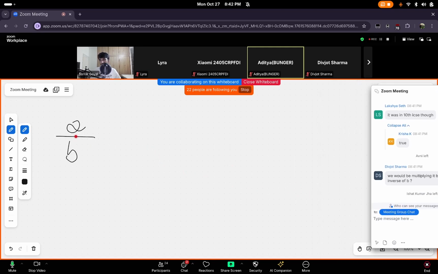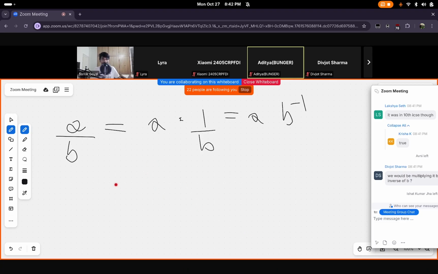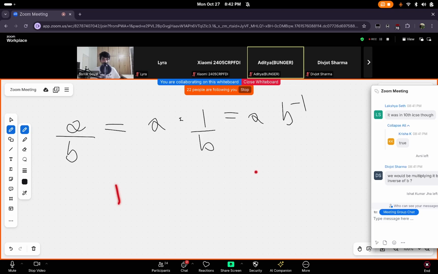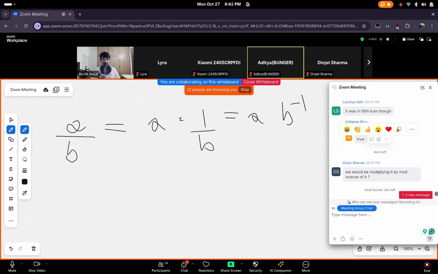So, okay. Instead of dividing A by B, what we'll do is multiply A by 1 over B, which we'll call the inverse of B. Do you kind of get this? The idea of an inverse, multiplication by an inverse. Oh yes, Divjot Sharma, that is correct. We will be calculating the modular inverse.